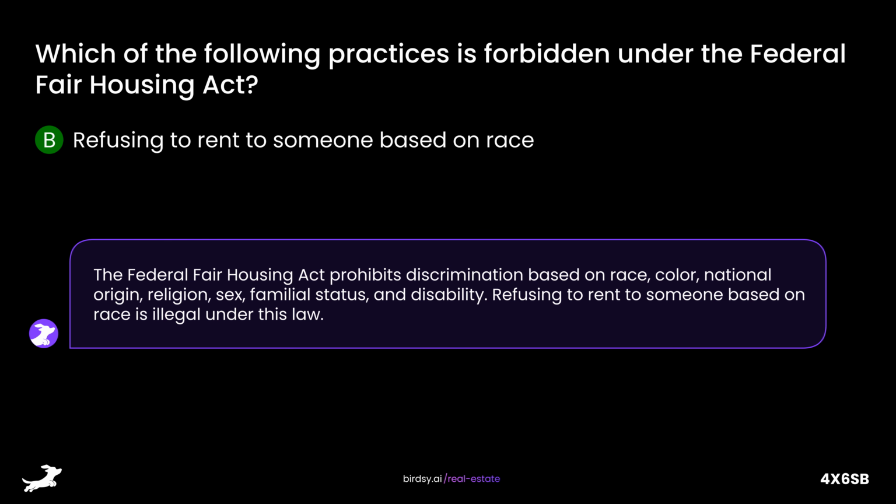The Federal Fair Housing Act prohibits discrimination based on race, color, national origin, religion, sex, familial status, and disability.